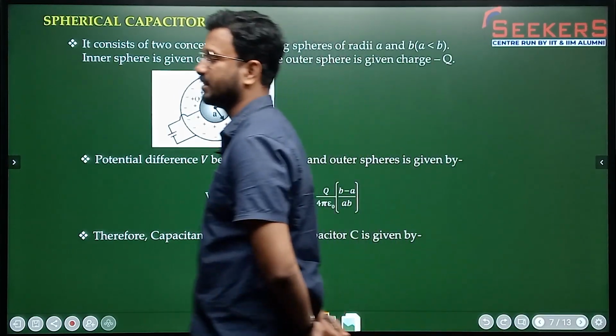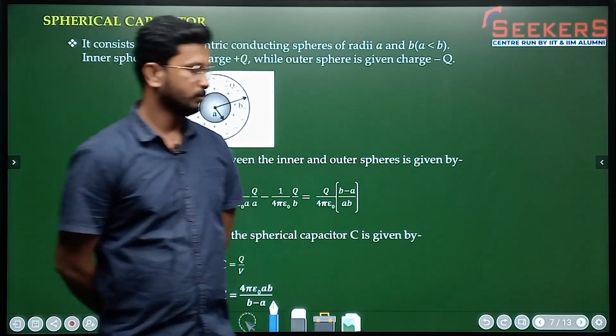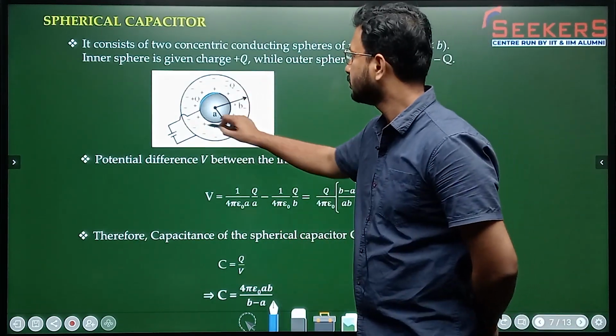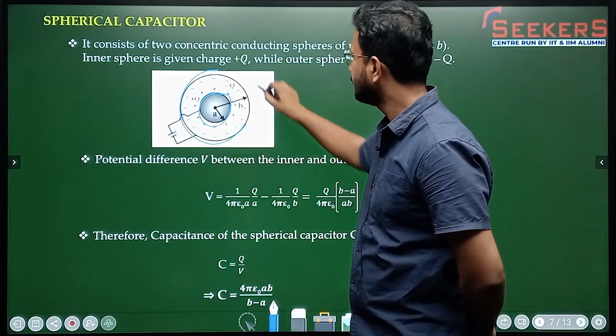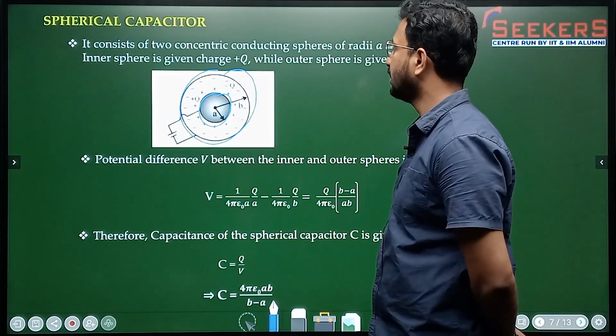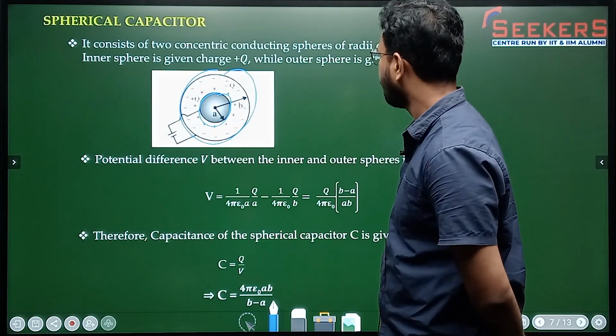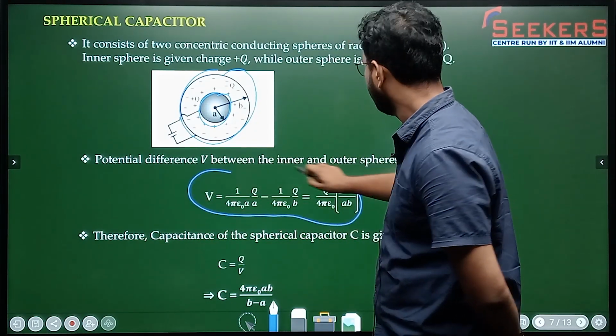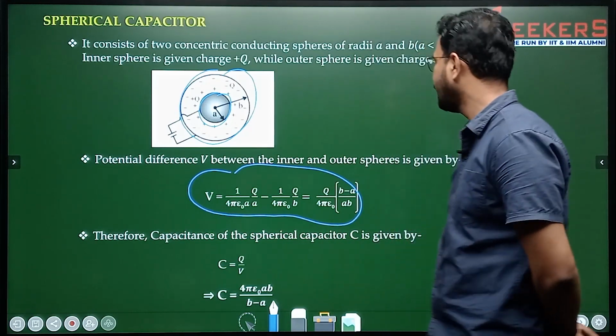How is a spherical capacitor made? It is made up of two spherical shells like this. This is the first one and this is the second one. One of them is given a positive Q charge and the other is given a negative Q charge. So a potential difference develops between them, which is 1 by 4 pi epsilon naught into Q into (B minus A) by B.